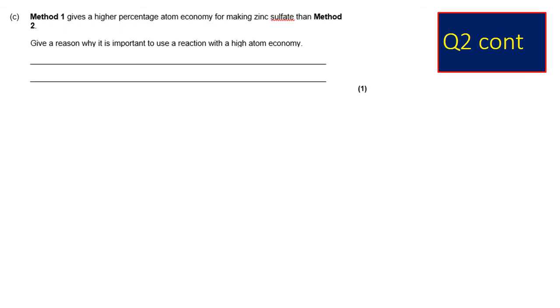We're then told that method 1 gives a higher percentage atom economy for making zinc sulfate than method 2. Give a reason why it's important to use a reaction with a high atom economy. So anything along the lines that it's more sustainable or there's going to be less waste.